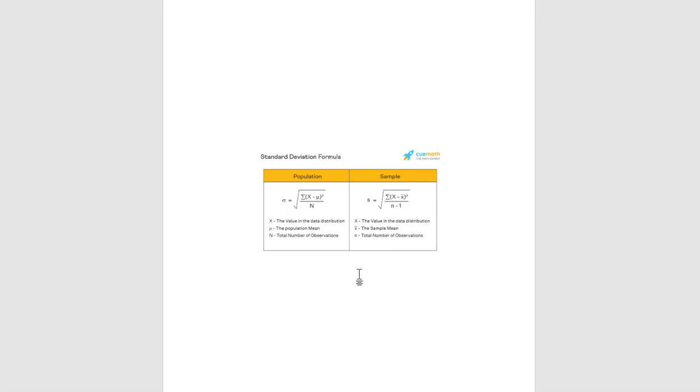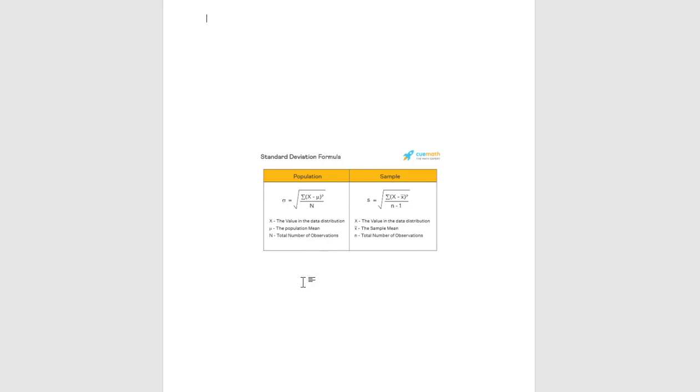And notice they are very similar formulas, with the exception that the population standard deviation is being divided by n, the total number of observations, but this is the entire population. And the sample standard deviation is being divided by n minus 1, the total number of observations in the sample. You can also see that the Greek letter is being used for the entire population, and the lowercase letter is being used for the sample.